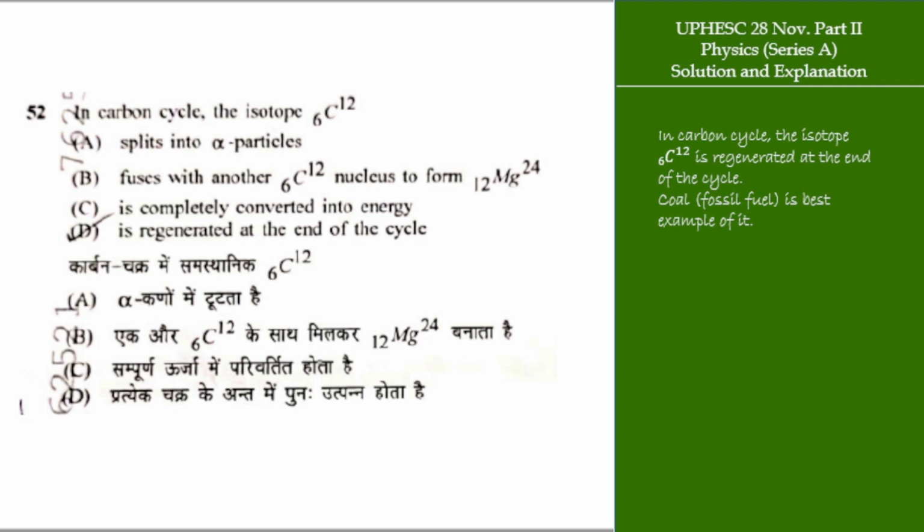Coal or fossil fuels are the best example for it, because 6C12 is regenerated, and due to which we use carbon dating, analyzing the 6C12 to evaluate the age of things like coal or any tree. Carbon dating is done using this 6C12, so it is regenerated at the end of the cycle. So the correct option is D. It is regenerated at the end of the cycle.